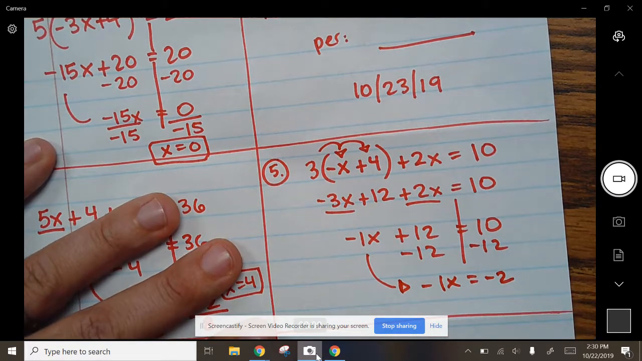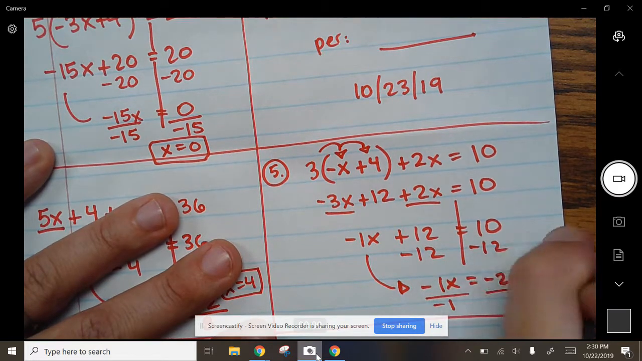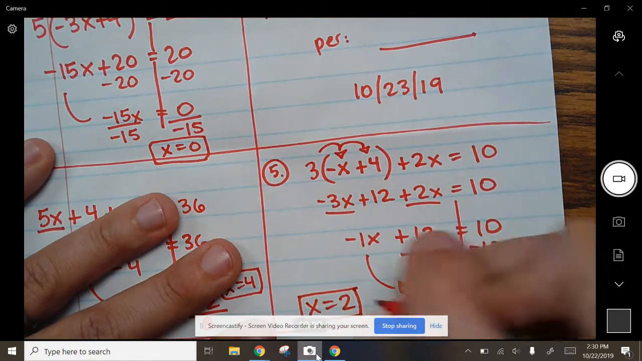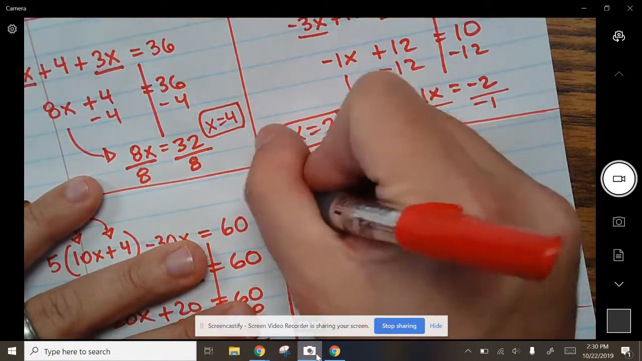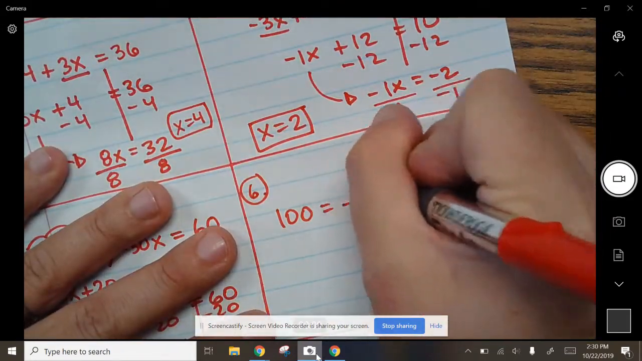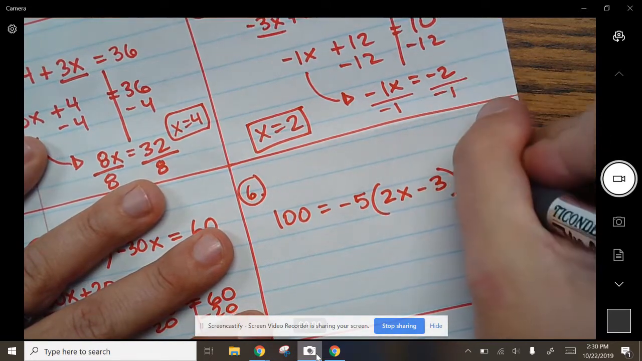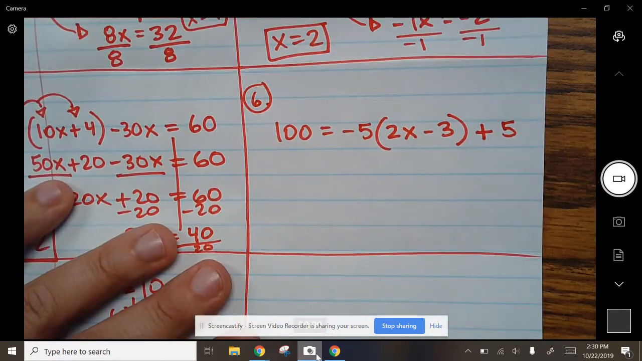-1x equals -2. Now, interesting. I have a -1x again. I made it a -1 just to kind of help you see it. Or -x, same thing. You got to divide -1 to both sides. And once you do that, x equals +2. Okay? All right, number 6. I'm going to say 100 equals -5 times 2x minus 3 plus 5. All right, let's see what you're going to do. First step, second step.